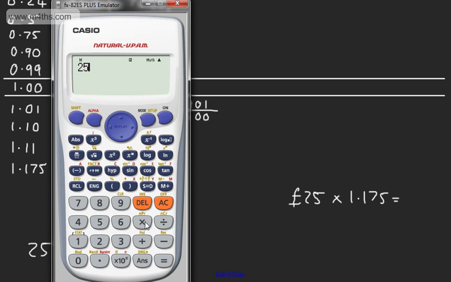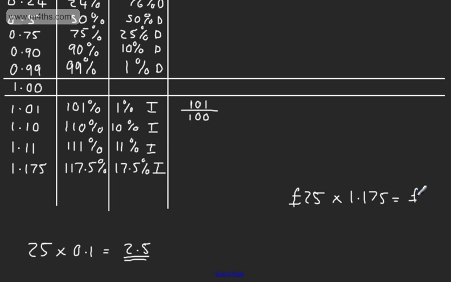So 25 times 1.175, and that would give us now the cost of £29.375. So it'd probably be rounded up or down. I'd say it'd be rounded down in a shop to £29.37. Again, that's up for debate, but entirely up to you. £29.37 after VAT. So let's just write that down.